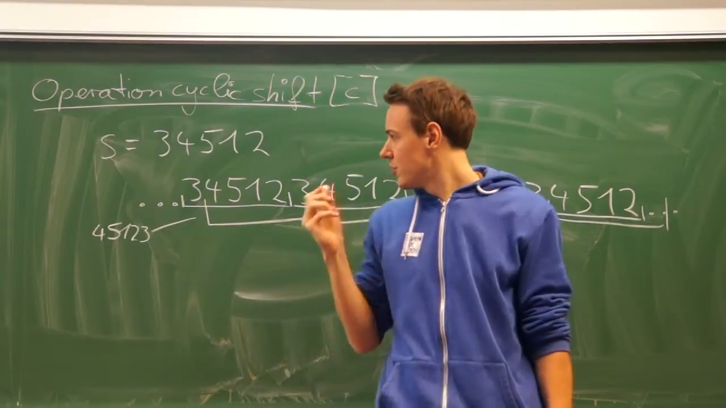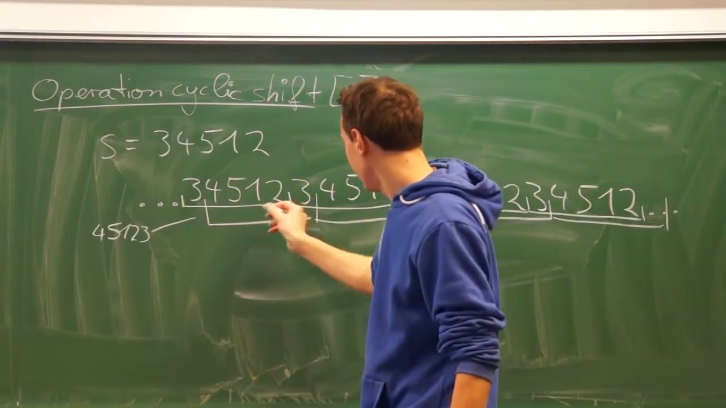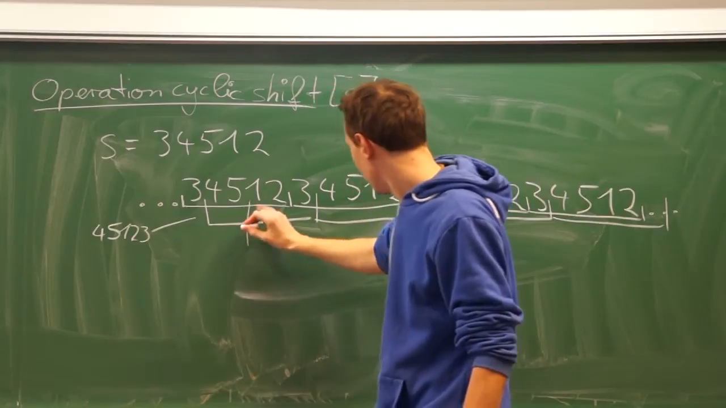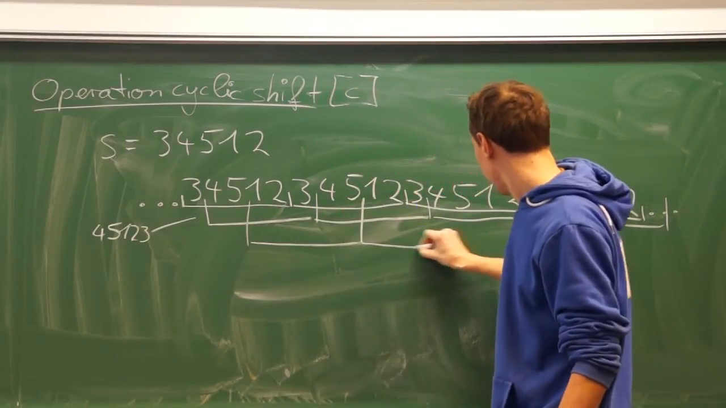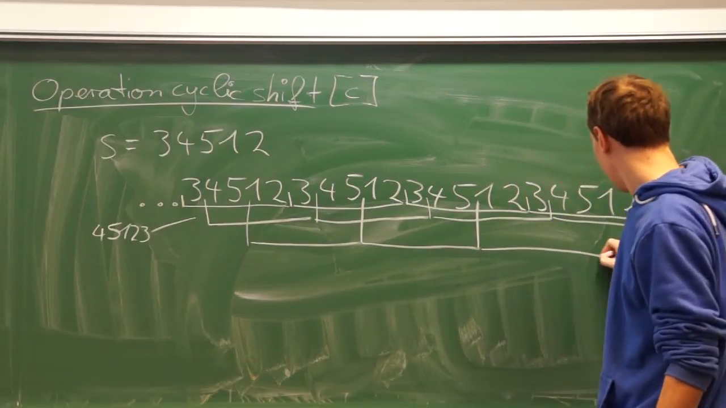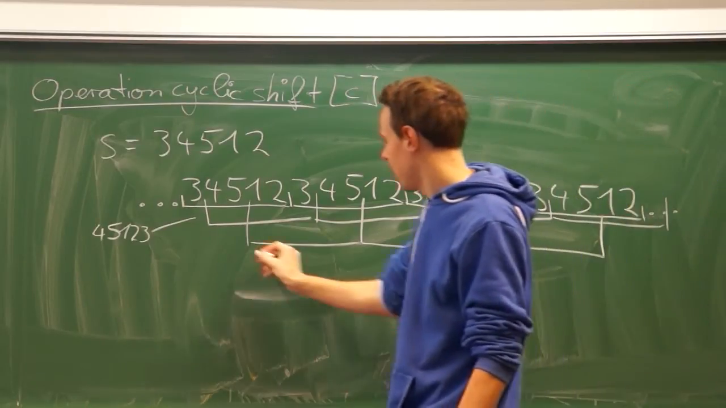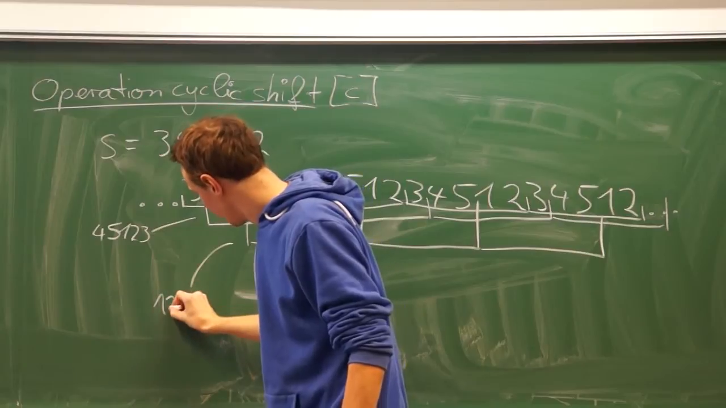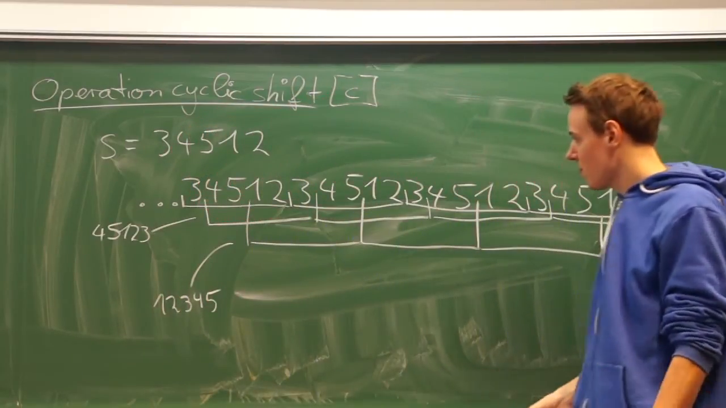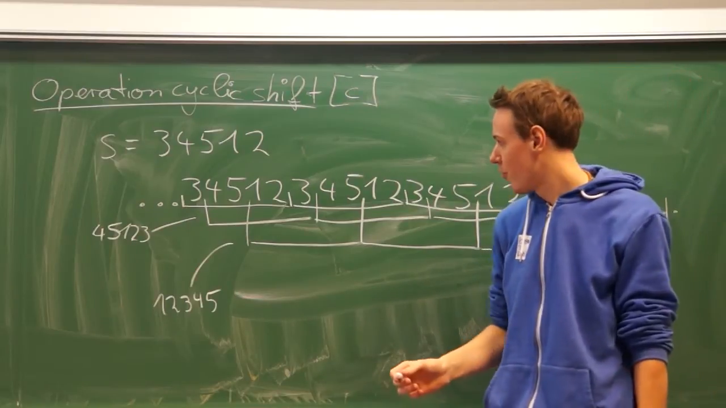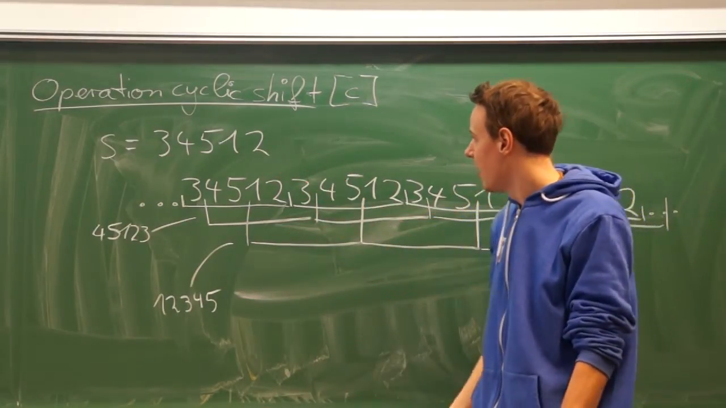And of course I could also do, let's start with the 1 here. 1, 2, 3, 4, 5. 1, 2, 3, 4, 5. And it's still the same pattern. So this is 1, 2, 3, 4, 5. Okay. So it's just another way of expressing the same thing.